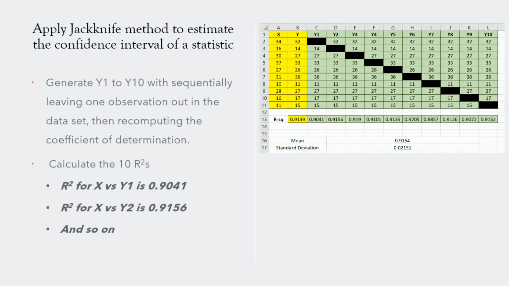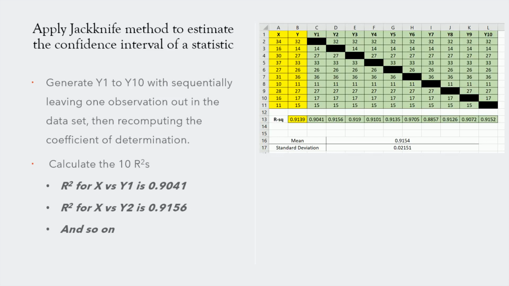How can the jackknife procedure help me to find the 95% confidence interval of R2, the coefficient of determination? In essence, I will need multiple R2s, and in order to do so, I will generate multiple y values. Since there are 10 data points in the original xy pairs, there will be 10 sets of y values, which I term y1 to y10.